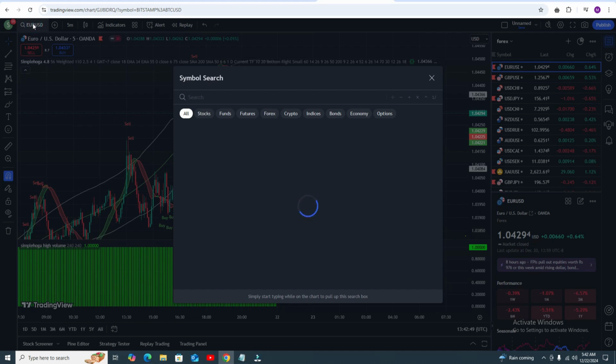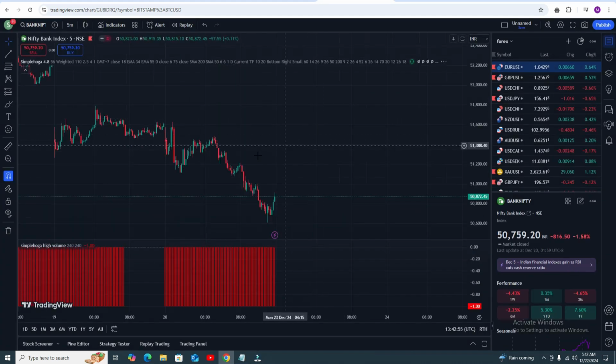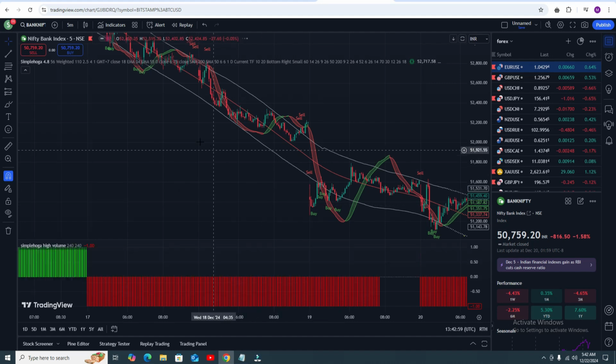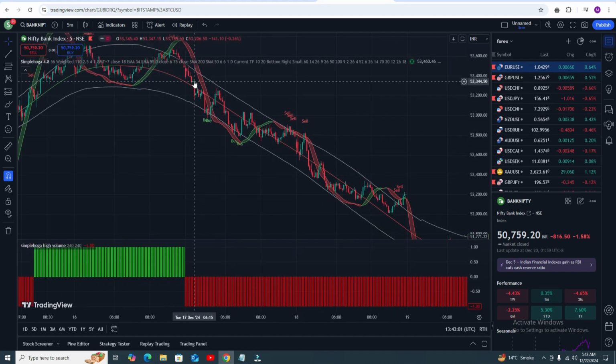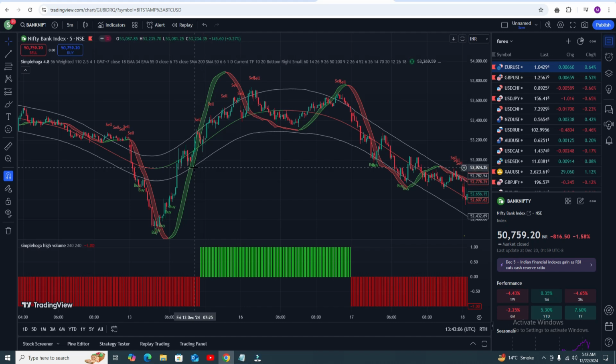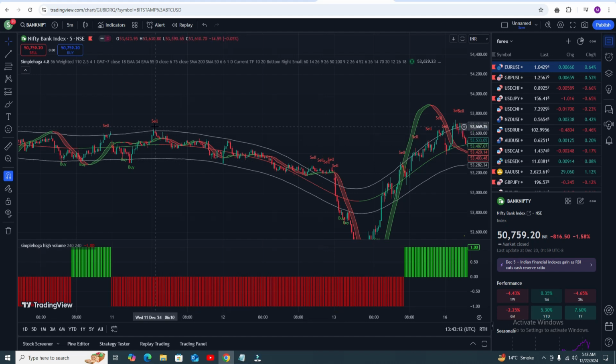So let's see the results in some other pairs like SPX or Bank Nifty. Let's see the results in Bank Nifty first. Okay, awesome. That was awesome. Okay, buy area. Okay, that is actually awesome. Okay, sell area, go to the sell trades and it's profitable, it is also profitable. Buy area, buy trade, profitable.